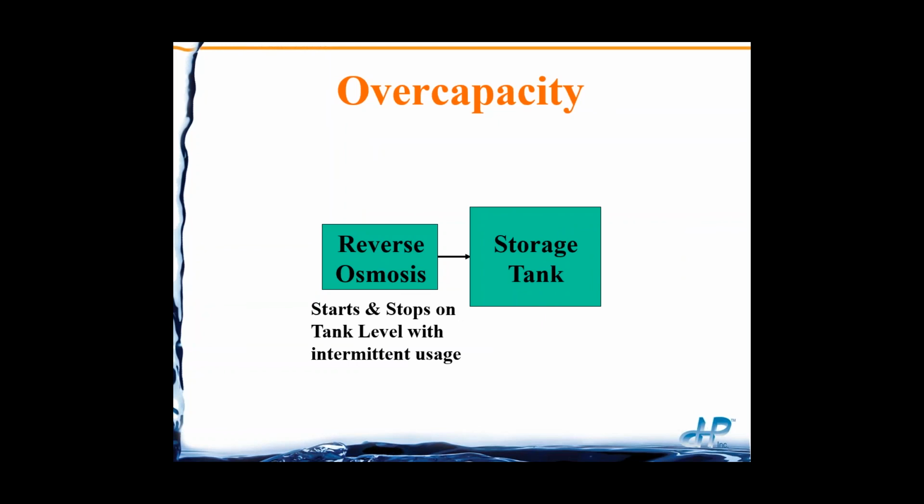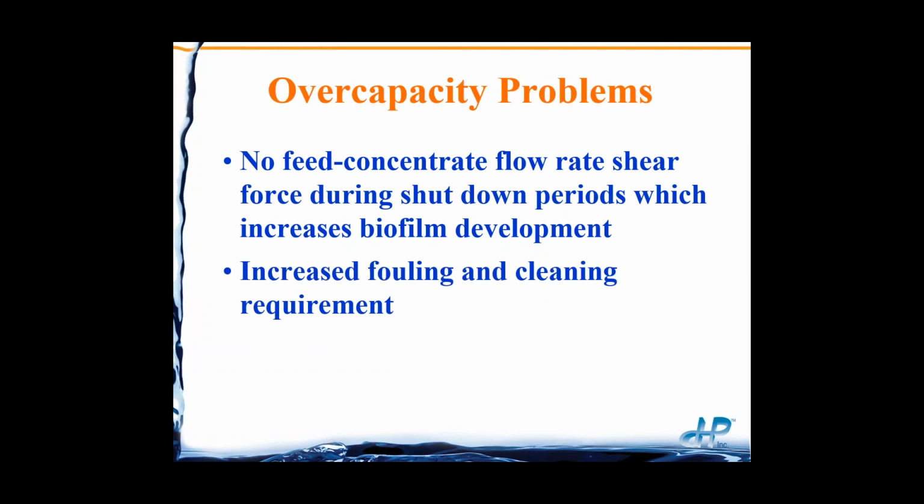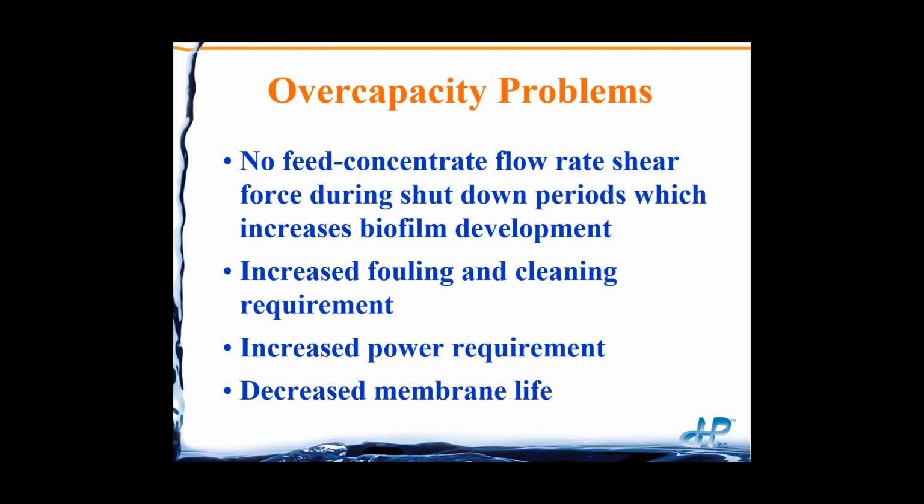This is also very common, that the RO system is going to come on and off based on storage tank level. So if the level drops, the RO unit comes on, the level goes up, and it stops. Well, when it stops, you don't have the feed concentrate shear force to keep fouling, especially bio, under control. So it may end up increasing your cleaning requirements, which means if you're biofouling, you're going to have higher pressure to make the same amount of permeate. So that's going to increase your power requirement. And the more you clean, the less membrane life you'll have.